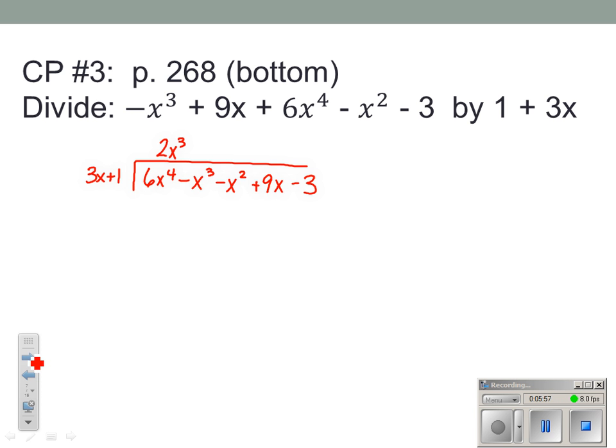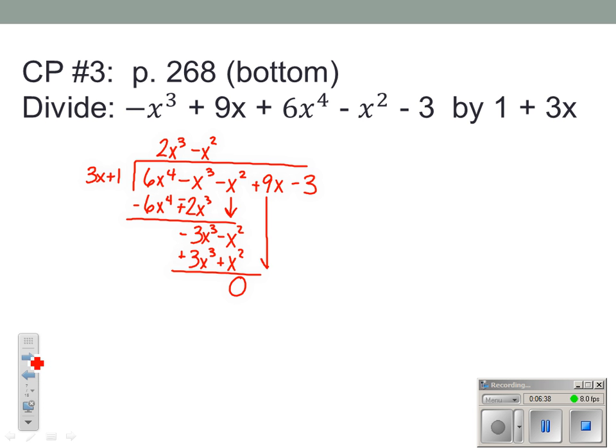So then multiplying that to our 3x plus 1 divisor, I'm going to get 6x to the fourth plus 2x to the third. And we subtract. Subtract this one and subtract this one. Negative 3x cubed. Drop my next number. 3x will go into negative 3x cubed, negative x squared times. So negative 3x cubed minus x squared. Subtract. Subtract this one, subtract this one.